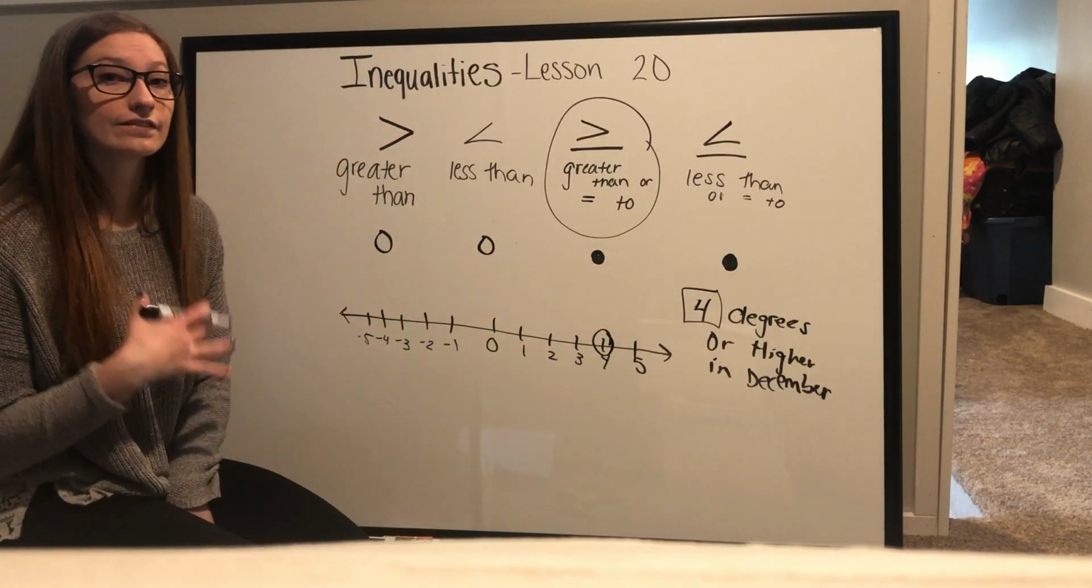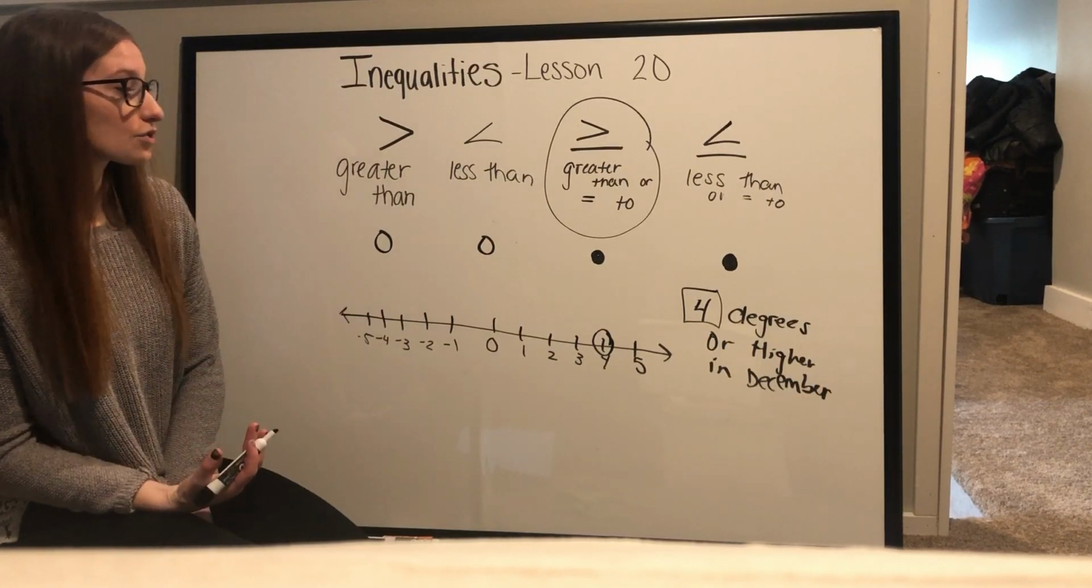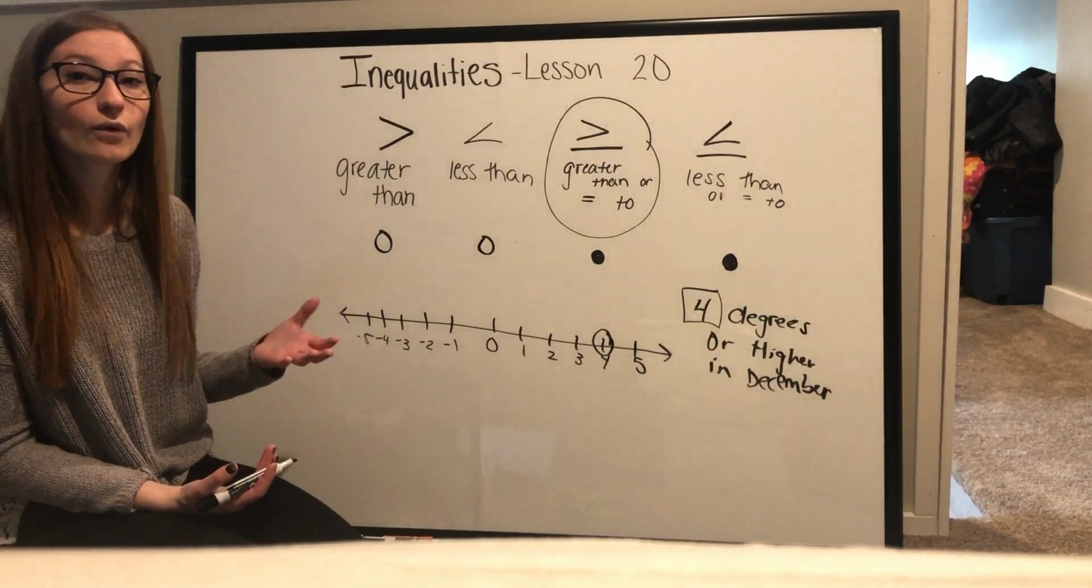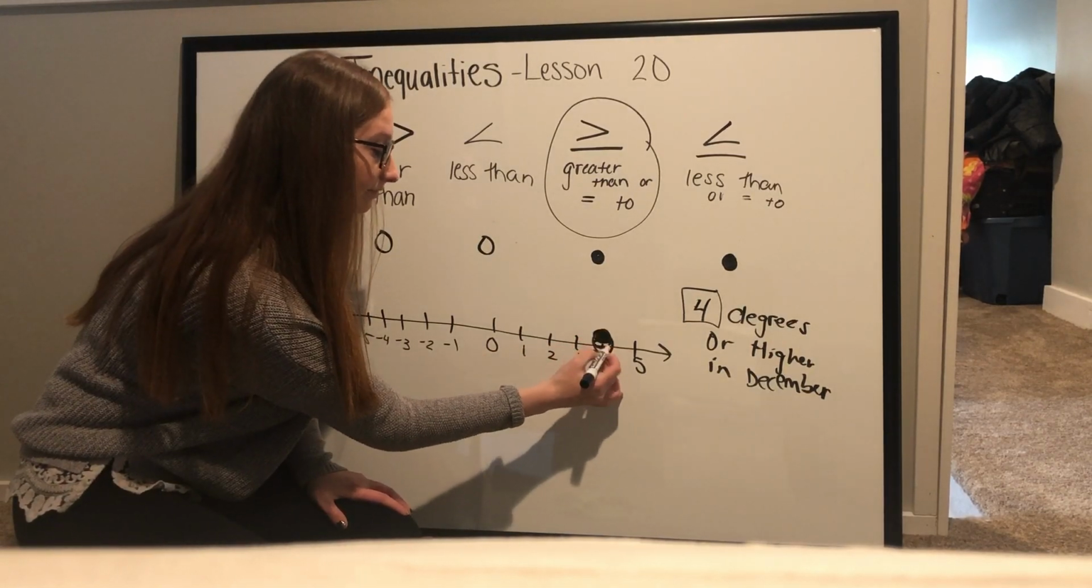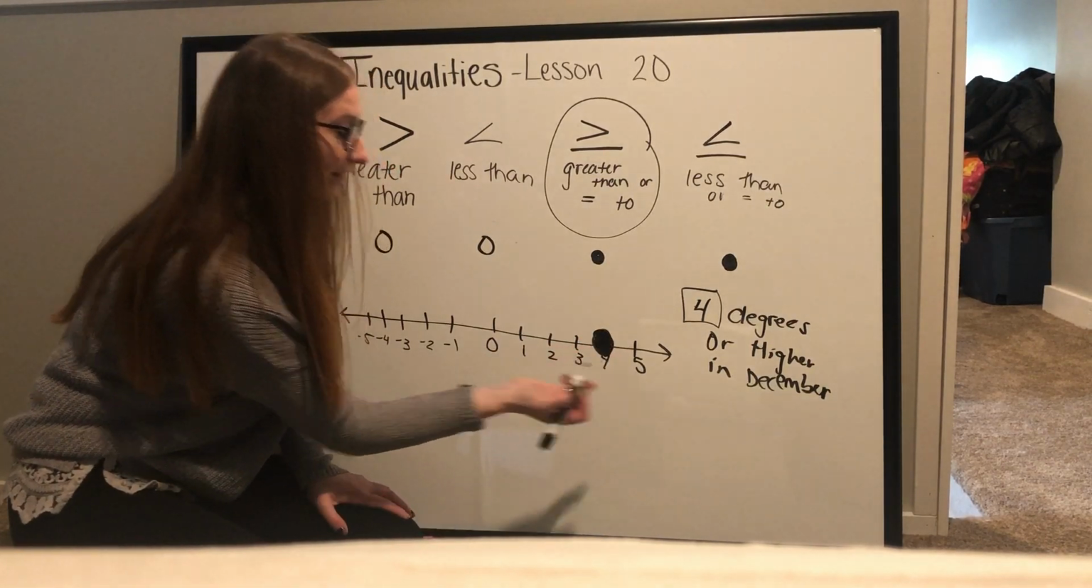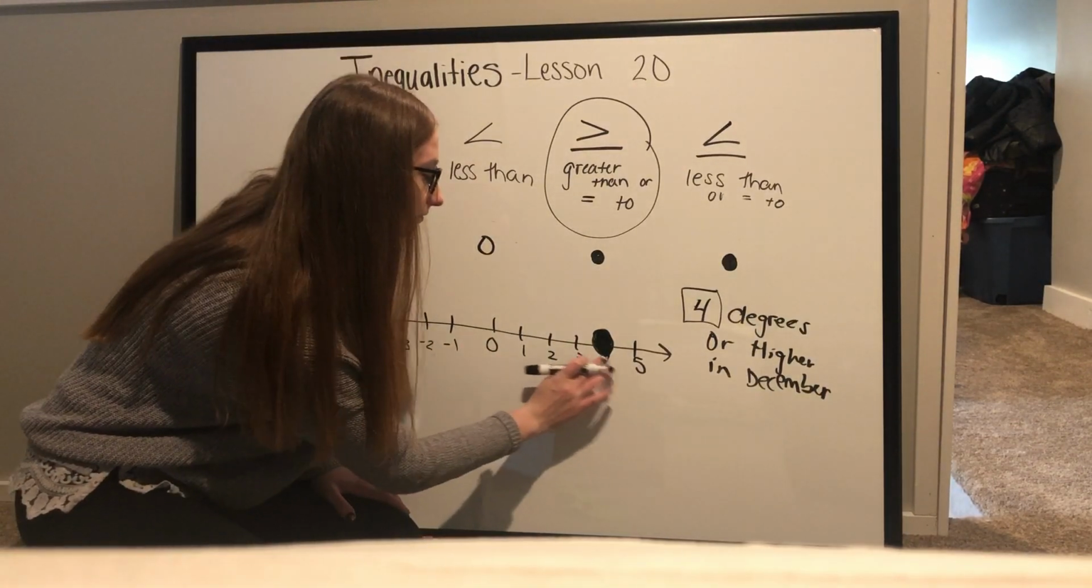Now I need to figure out, is it filled in or is it open? So we know that it could be 4. So 4 can be an answer. So that means I'm going to fill it in. Okay, there's my filled in circle on 4.